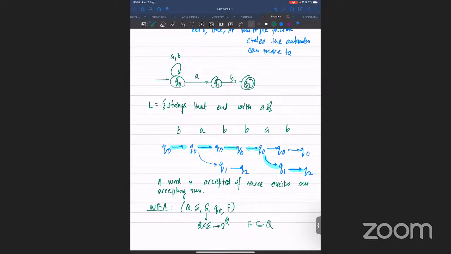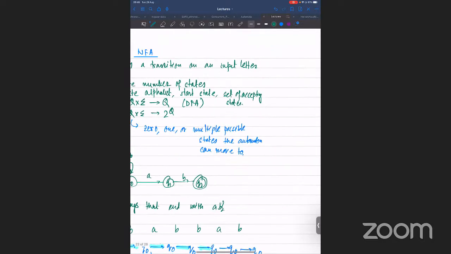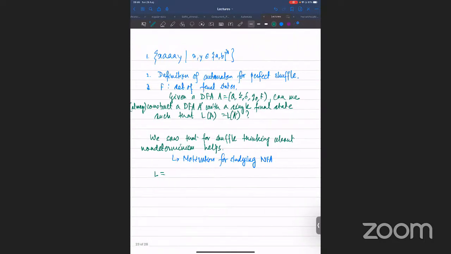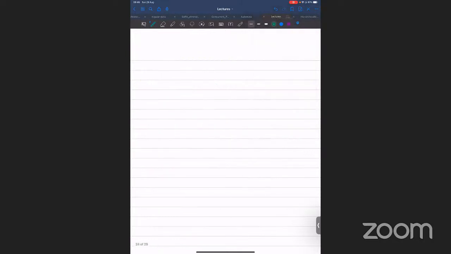Okay, so now you see one thing. Whenever we are looking at a new model of automaton, we are looking at two different models of automaton. They are accepting similar kinds of languages. So one question that people would ask is whether they are equally expressive, right? This is the first thing that comes to your mind.